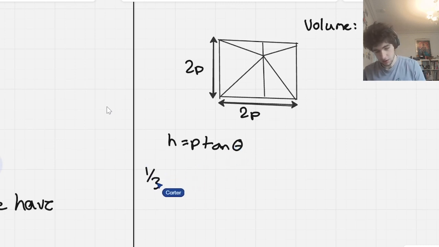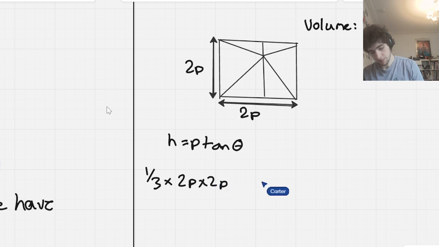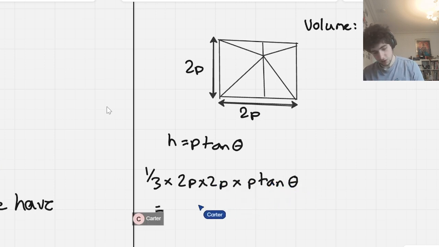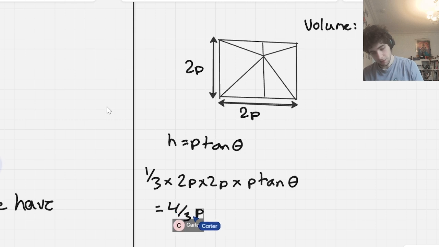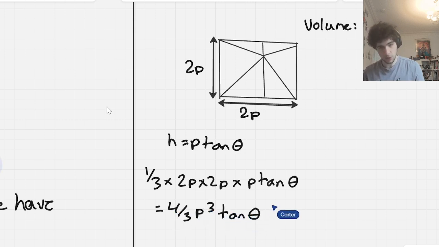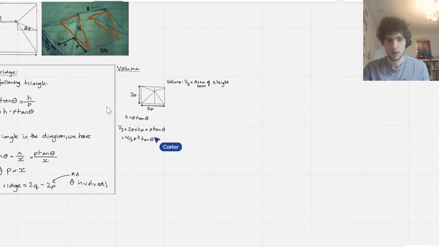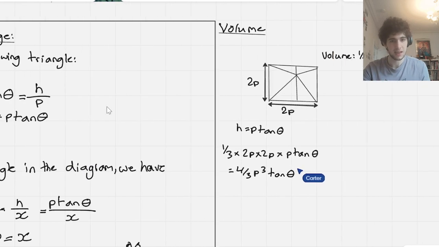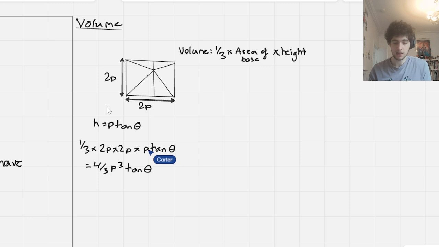So we have a third times 2p times 2p multiplied by h, which is p tan theta. So that gives 4/3 p cubed tan theta. Okay, so slightly weird, but it doesn't have to always be particularly nice at first glance. Okay, so that's what we have for our pyramid. We forgot about the triangular prism, right? So we need to add that in.